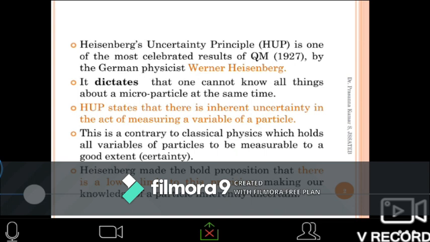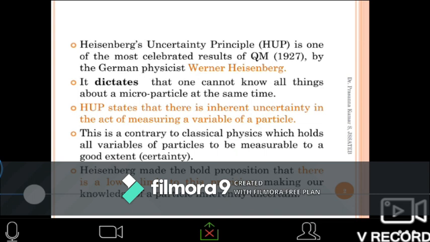And here within that is the Heisenberg uncertainty principle. Uncertainty means it is not sure. You know the meaning of uncertainty. It means not sure, not certain. So Heisenberg introduced the principle called the Heisenberg uncertainty principle.